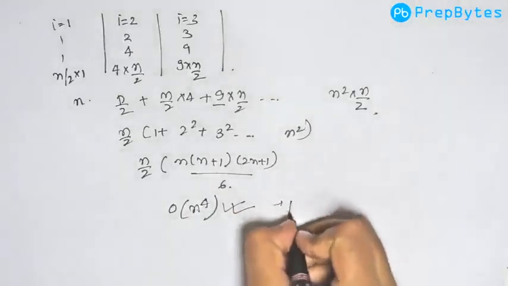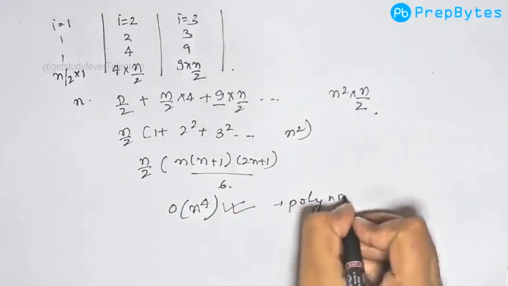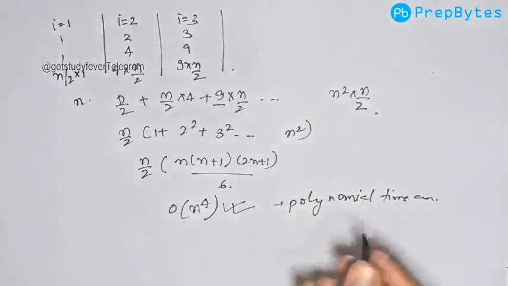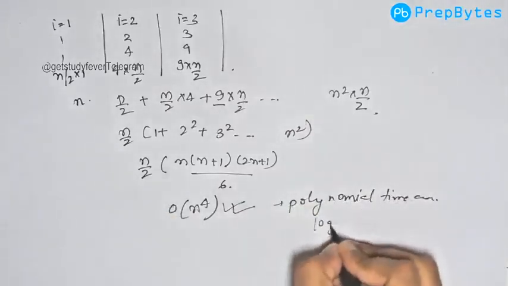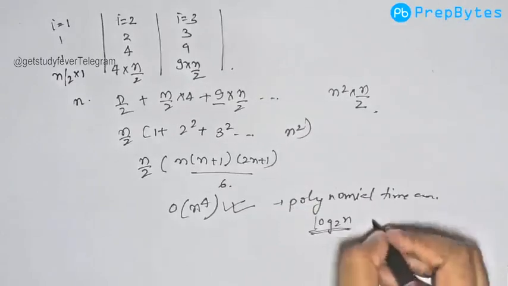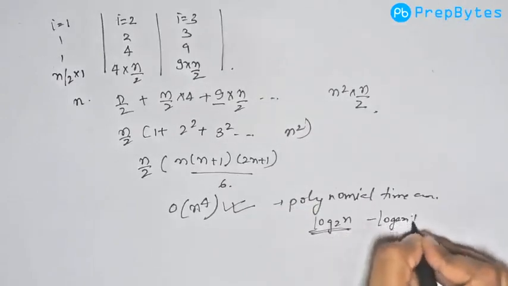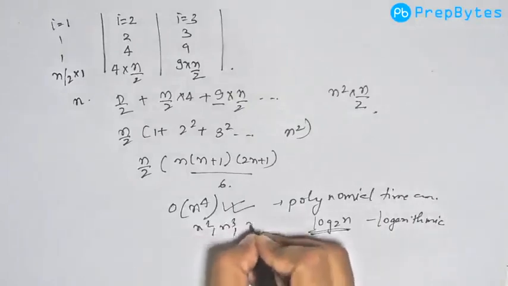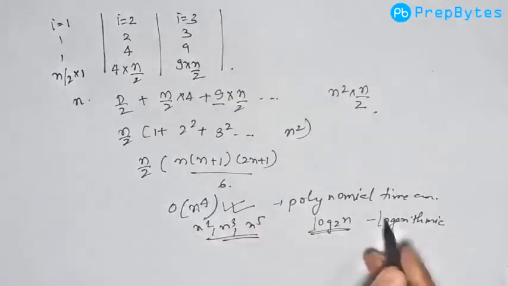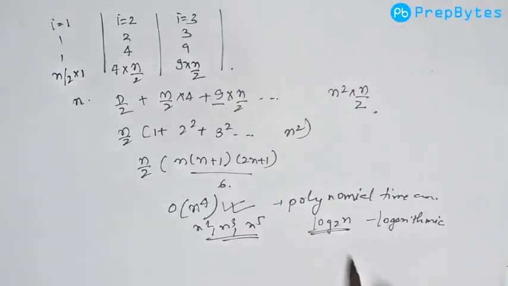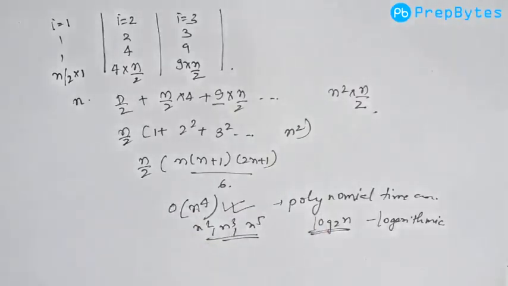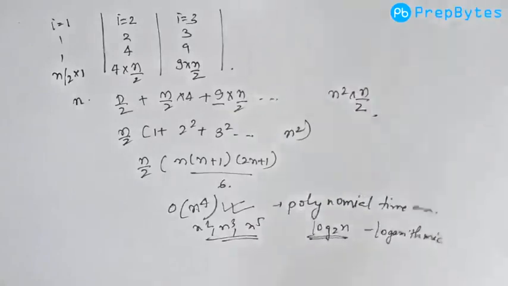This is called polynomial time complexity. In the previous session, we got log 2n as the time complexity. This is logarithmic time complexity. Anything like n square, n cube, n to the power 5 comes under polynomial time complexity. Now this was all about iterations. Now let's try to see it for recursion.